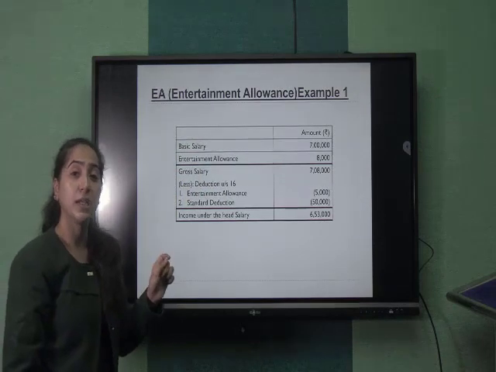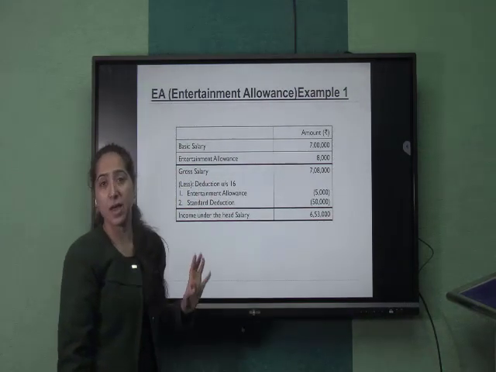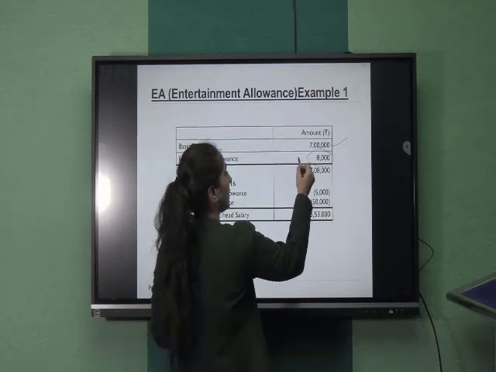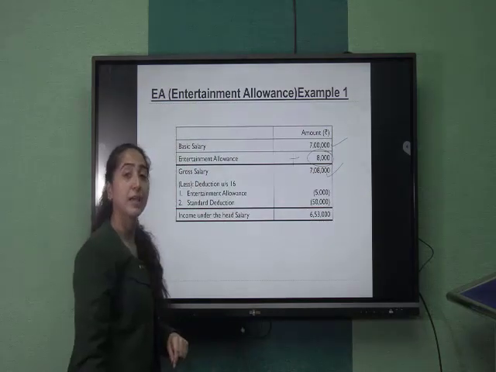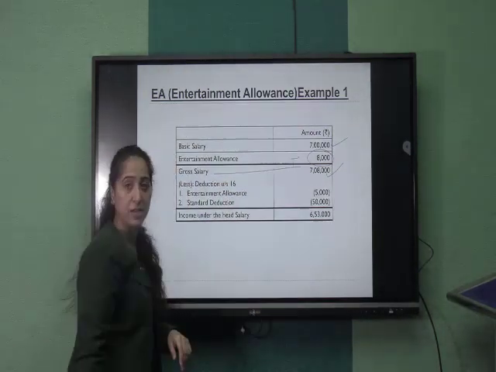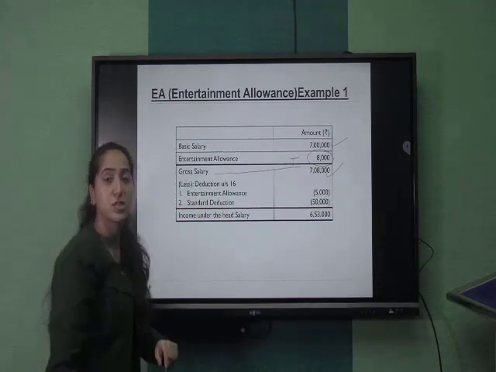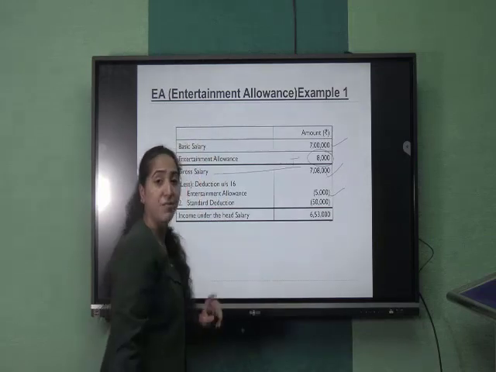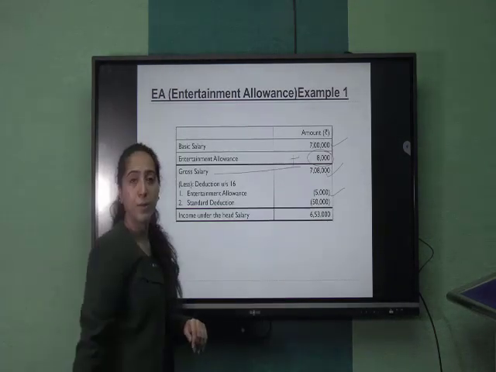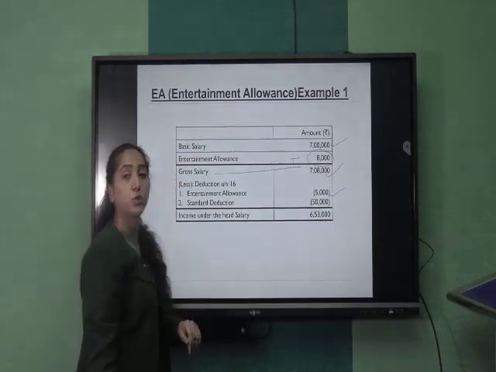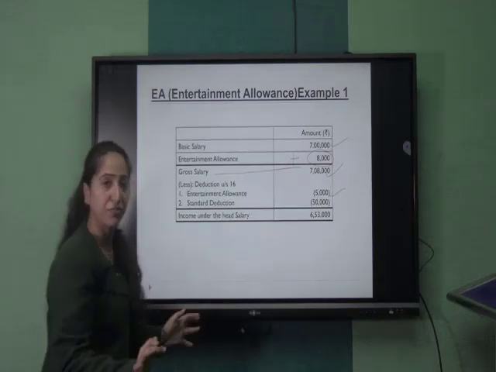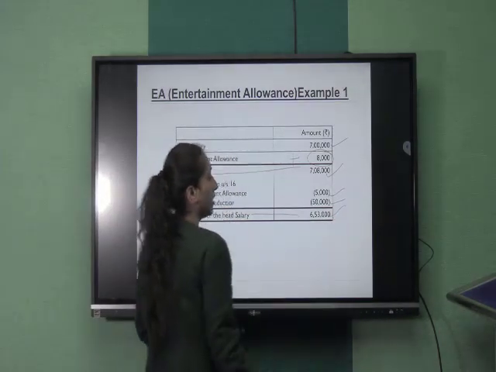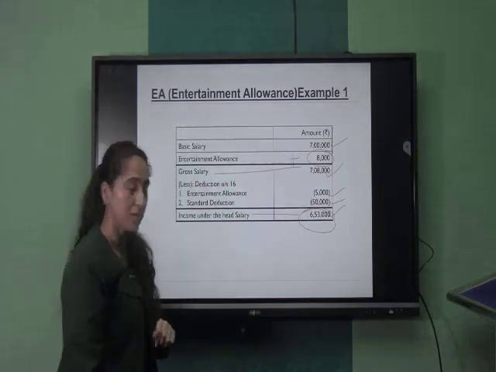Now how do we calculate income from salary if we have entertainment allowance as a part of salary? Let us have a look. Our basic salary was 7 lakh. The entertainment allowance received you will add, which comes out to be 7,08,000 in this case. So this is our gross salary. Now from the gross salary, deductions under Section 16 are reduced. The entertainment allowance deduction amount we just calculated, the least figure, is 5,000. And the standard deduction, which is 50,000 flat rate. We are going to reduce both these amounts from gross salary and then we will get income under the head salary, which is 6,53,000 in this case.